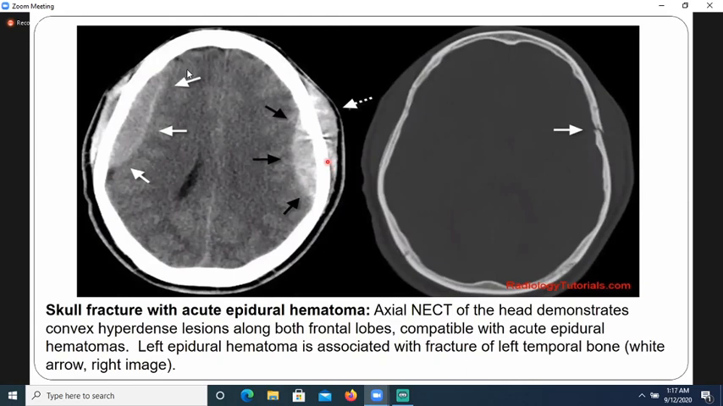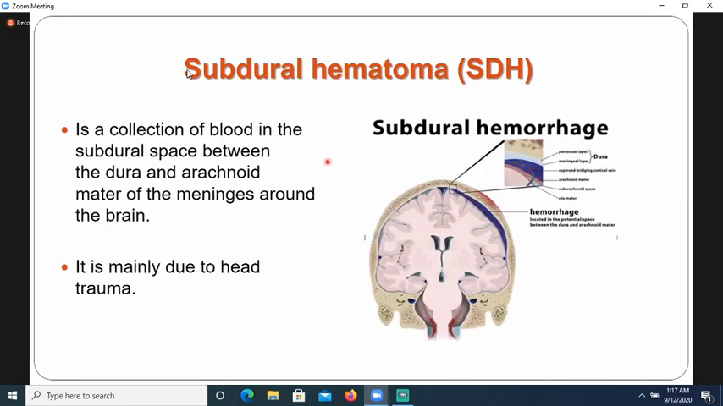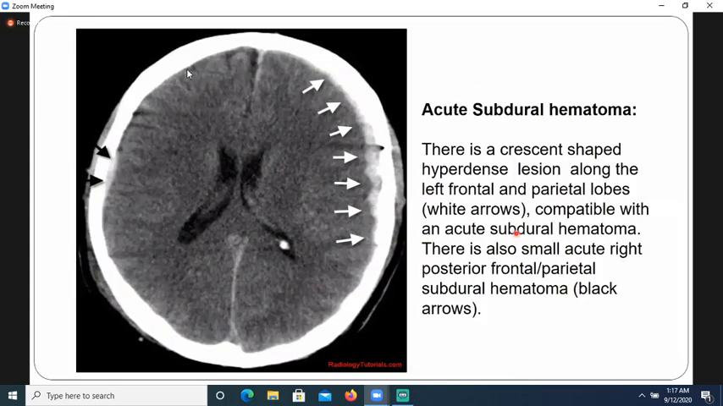Then the subdural hematoma is the collection of blood in the subdural space between the dura and arachnoid mater. It is around the brain. It is crescent shaped, and it is due to head trauma and tearing of the dural bridging veins. On the CT, there is a hyperdense crescent shaped region in the left frontoparietal region with a slight mass effect over the ipsilateral lateral ventricle. There is a slight midline shift. So this is the subdural hematoma.